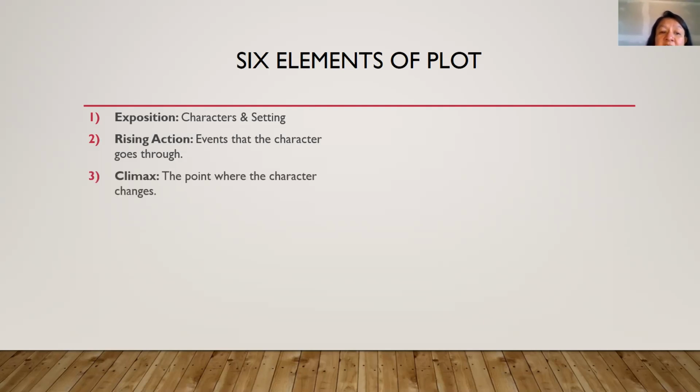The next part is the climax, which is the tip of the mountain. And the climax is the part where the character changes. The character realizes they're being too mean and decides to be nice. Or the character is doing something wrong and they realize it and they decide to do it another way. So this is the part where the character changes.